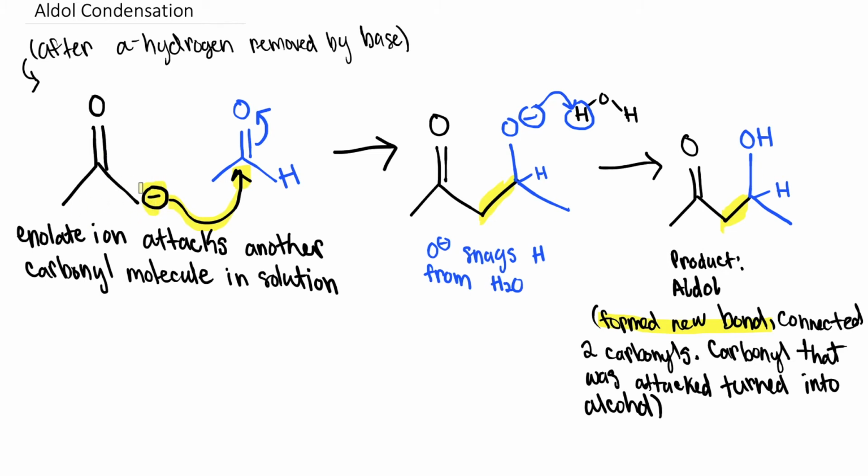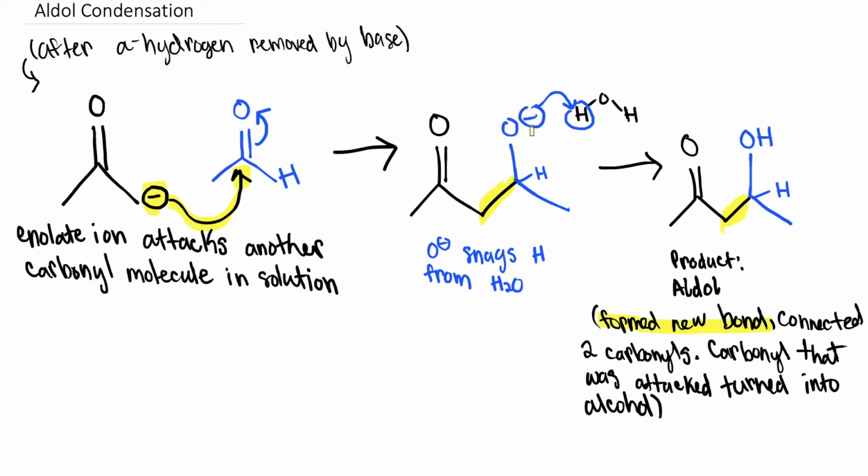So here we can see we have a negatively charged carbon. This came from abstracting our alpha hydrogen. This is now called our enolate ion. Aldol condensation is basically when our negatively charged alpha carbon nucleophilically attacks another carbonyl carbon from another molecule in solution. So it's going to nucleophilically attack this carbon, pushing the pi electrons between carbon and oxygen up, and we end up having formed a new bond.